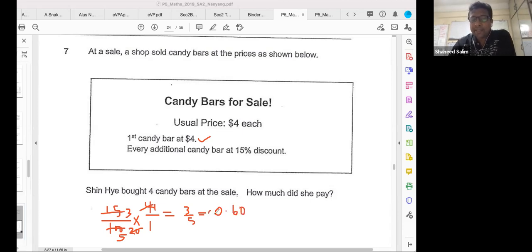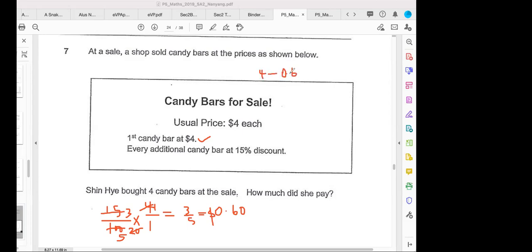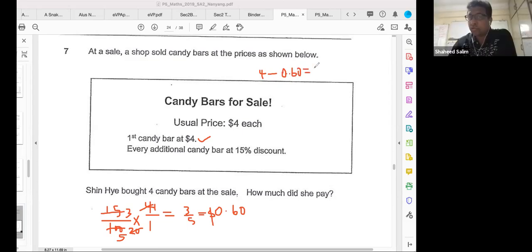So you don't need to pay 60 cents for the second one. So how much must you pay? Well, $4 minus 60 cents. You can use your calculator again. It's $3.40. Not 350. It's 340. Amy, okay, you just check again. So $3.40 for the second bar. Second bar, third bar, fourth bar is 350.